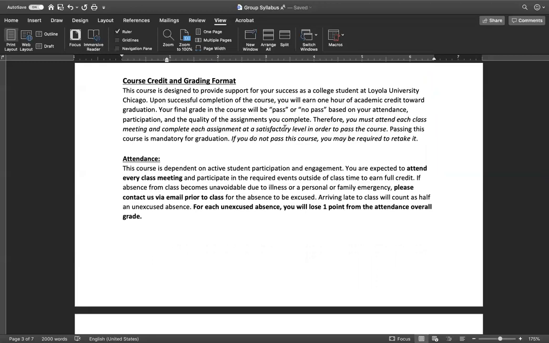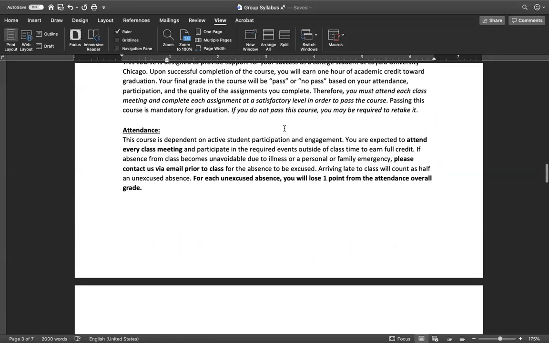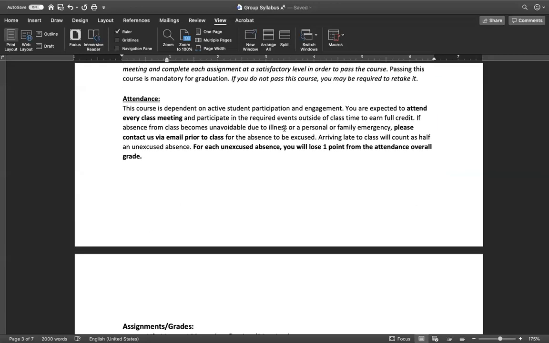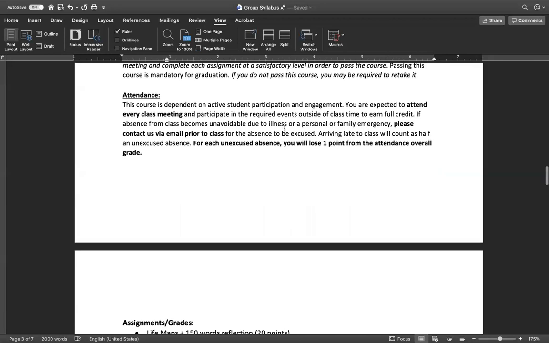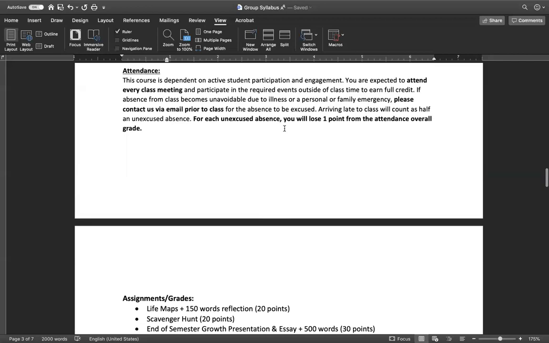We also provide an attendance description, so attendance is required. It also provides what to do if you will not make it to class in case the issue comes up, and for any unexcused absences, it also shares the penalty that will happen if there is an unexcused absence in class.